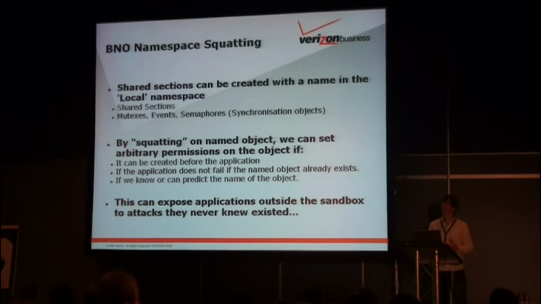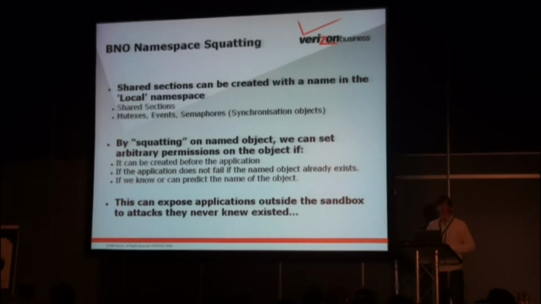But by creating one of these named objects before another process, we can set the permissions on that object that's then going to be opened by another process. So if we weren't allowed write access to an object, we can squat on it and set our own permissions before the legitimate owner, and then we can unexpectedly gain write access to something that we shouldn't. And this exposes applications.